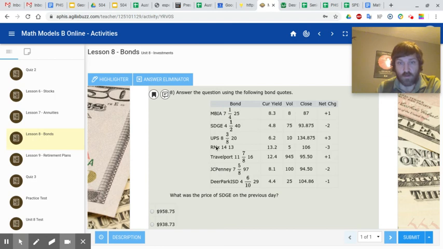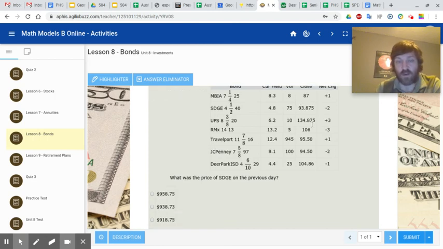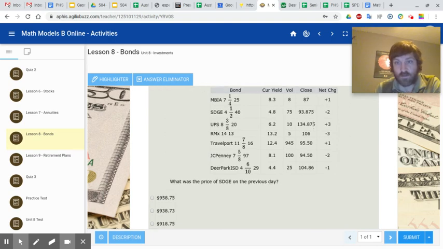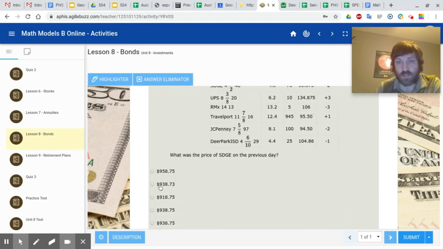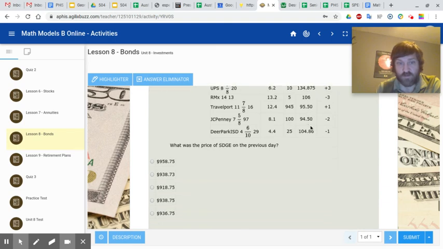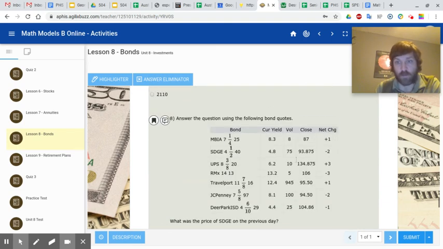So, okay, 93875. Remember that you need to multiply that times 10 to get the answer, which is why it's 93875. There it is right there. So remember, you're multiplying this number times 10.